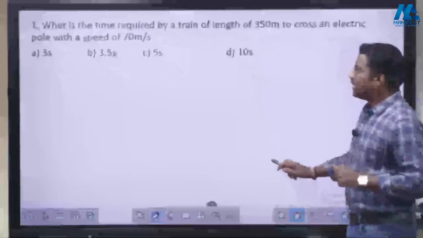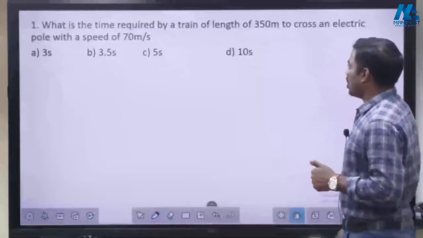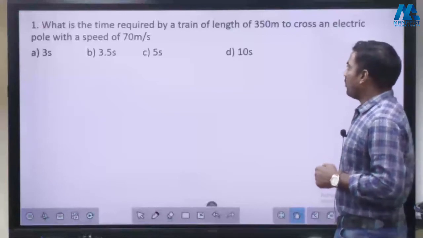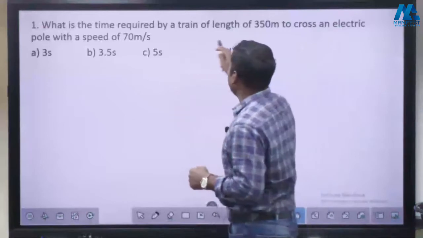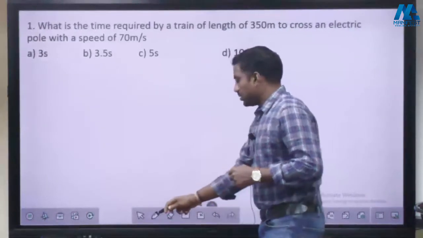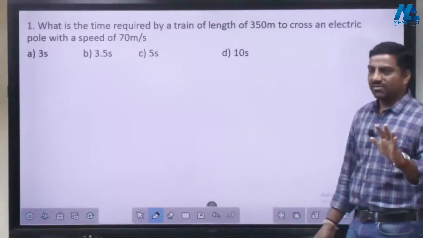What is the time required by a train of length 350 meters to cross an electric pole with a speed of 70 meters per second? Here one more dimension we have to understand. Usually the train length will be given in meters, right? Or can they give it in kilometers? Generally in meters. Practically it is in meters, correct?